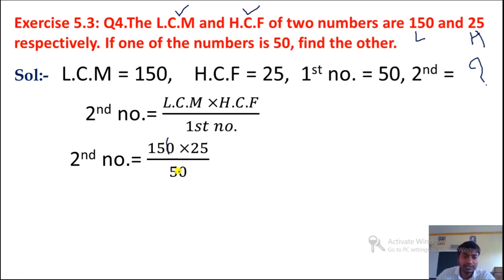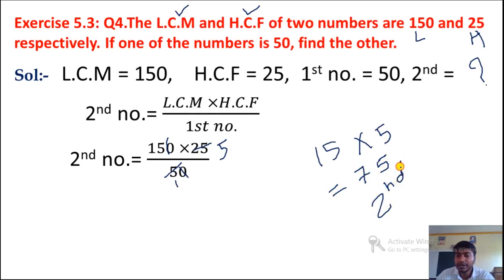This 0 cancels with this 0. Now 5 ones are 5, 5 fives are 25. Now what is left? 15 into 5. When we multiply, we will get 75. This will be the second number. Clear to you? This is the answer, 75. Understood?